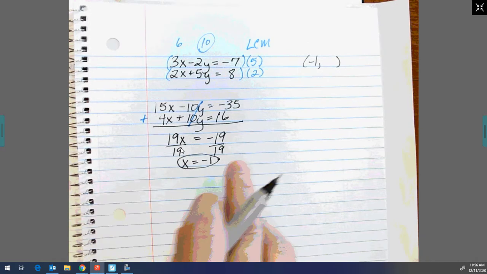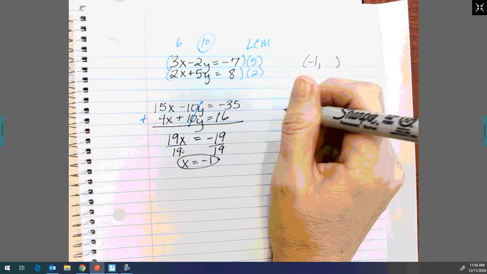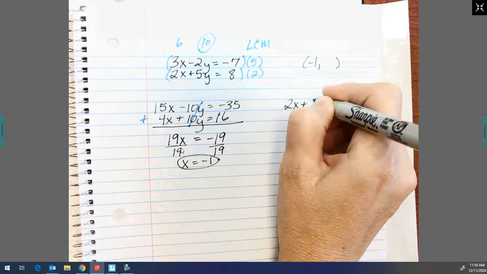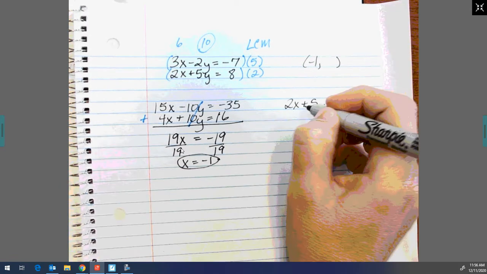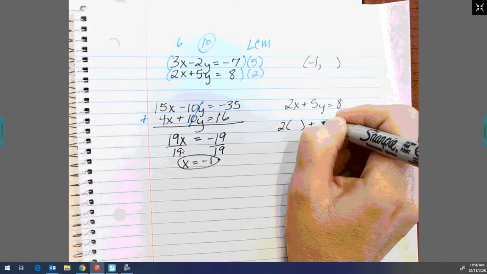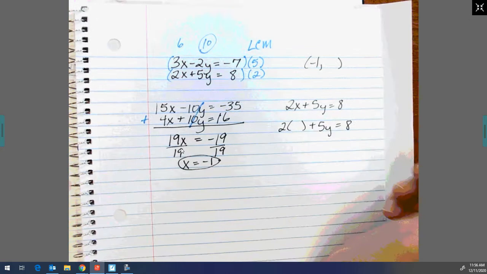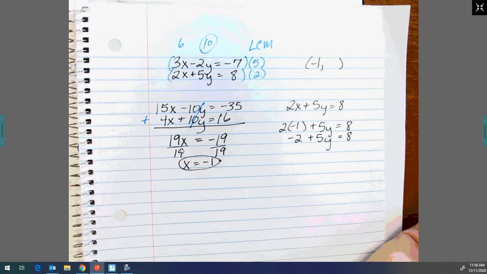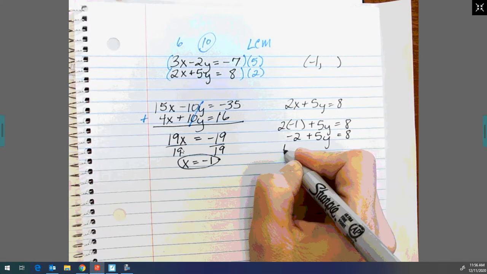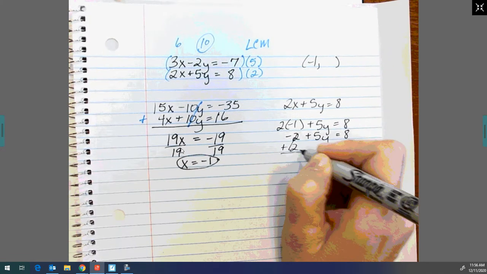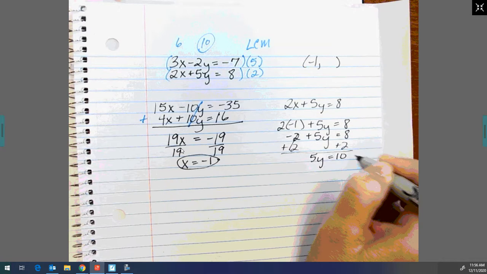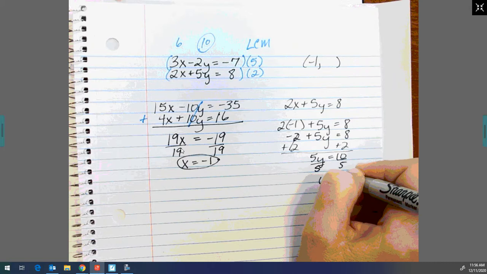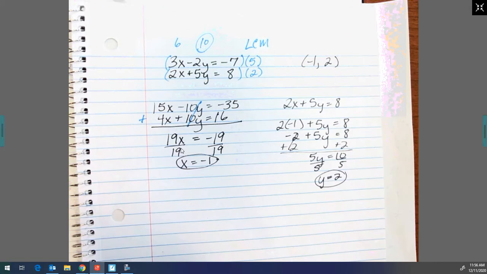And then finding the second half of my answer, I'm going to plug that into one of the equations. It really doesn't matter which one. I'm going to use the second one. Fewer negatives. And I'm going to plug in negative 1 for x. And do my arithmetic there. And then solve my two-step equation. So adding 2 to both sides. And then dividing by 5. Second half of my answer.